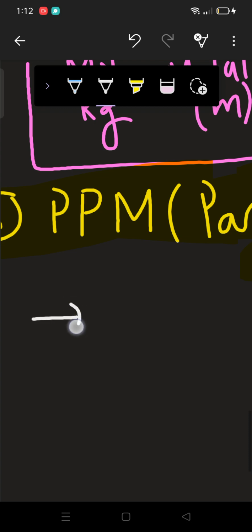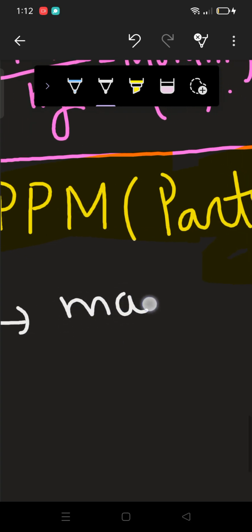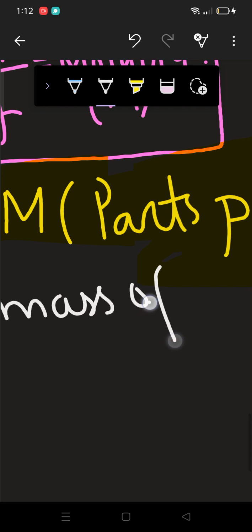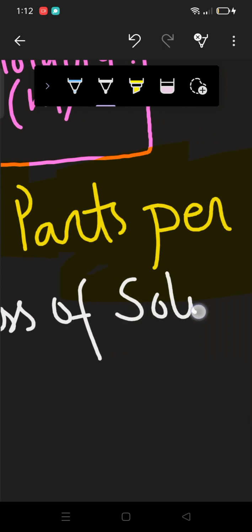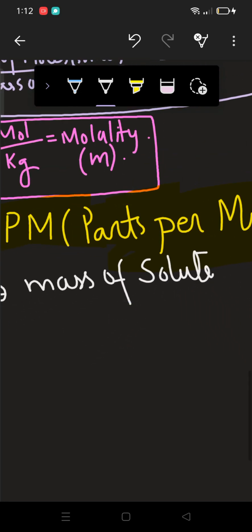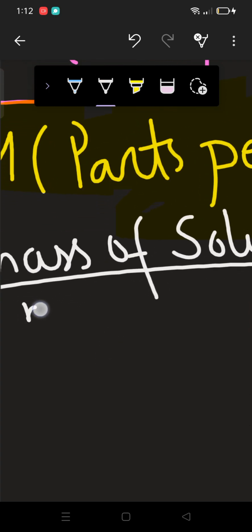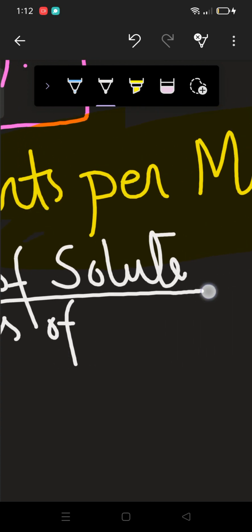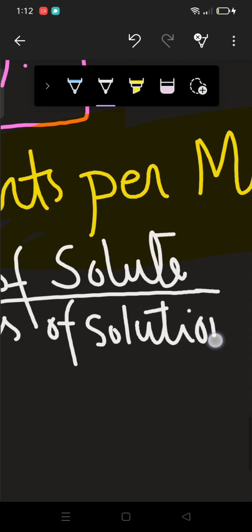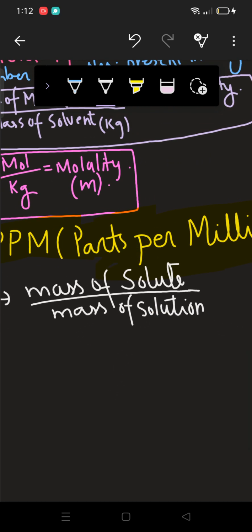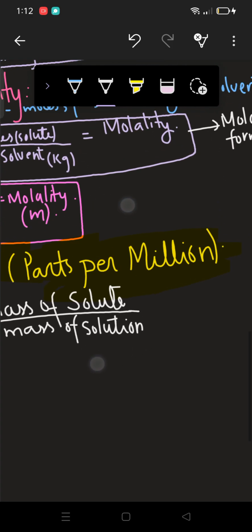What is it? It is mass of solute per unit mass of solution. You can see here we did not find any volume, since volume is related to the temperature. It would be affected by the temperature, but parts per million is a concentration term related to the mass, which means of course it would not be affected by the temperature. It is independent of temperature.